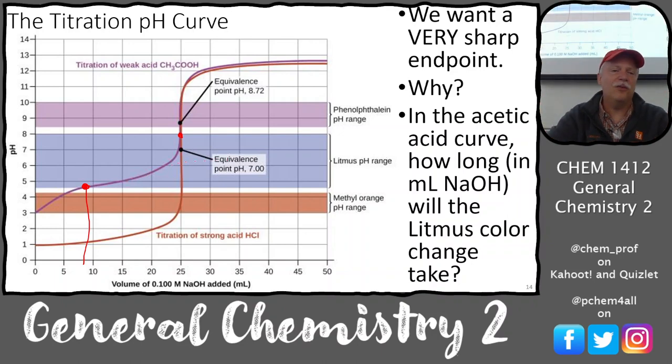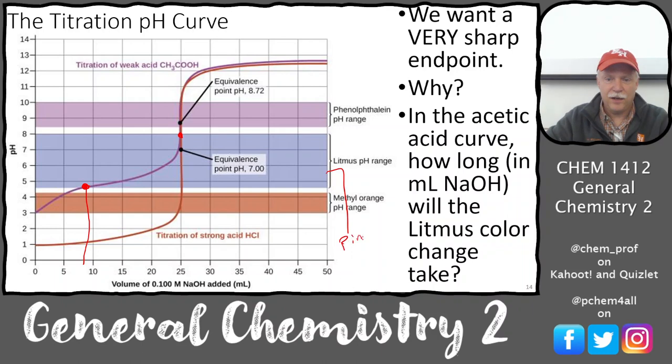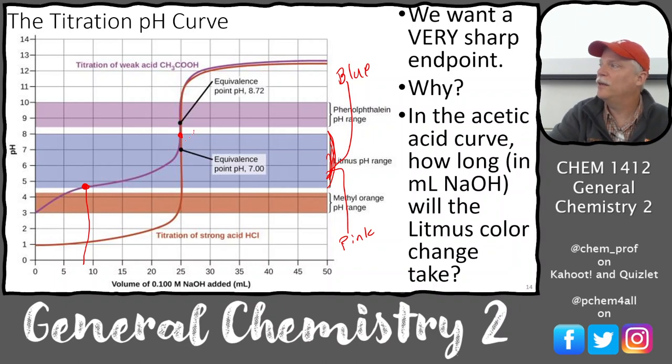So I don't really like the way they show this band, though. Down here, this litmus would be pink, and up here would be blue. And in between would be some combination of pink and blue. So it just would be very ambiguous. Where's the endpoint? If it starts turning blue right here, and now the pink is fading, fading, fading, and finally it's all blue, where's the endpoint? You don't know. So we want that endpoint to be on a really steep part of the pH curve.